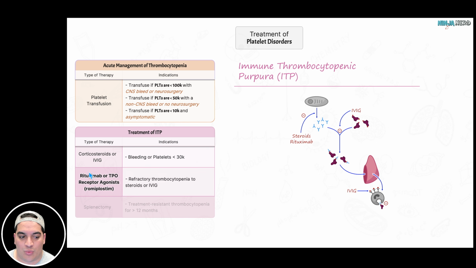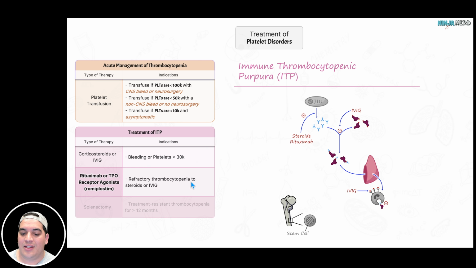Now, another thing is rituximab or TPO receptor agonist. This is called romiplostim. Now, these are utilized in refractory thrombocytopenia, things that didn't respond to steroids or IVIG. So if the patient was less than 30,000 or they were bleeding, they have ITP, start off with steroids or IVIG, see which one works. If it doesn't stop bleeding, or if their platelet count continues to drop, then you'll go to the next thing, which is rituximab or a TPO receptor agonist.